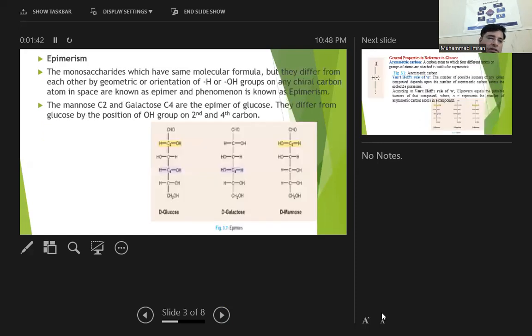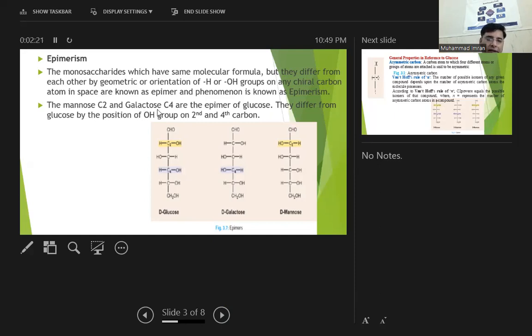First of all, we discuss epimerism. Monosaccharides which have the same molecular formula but differ from each other by the geometric orientation of H or OH groups on any chiral carbon atom in space are known as epimers, and the phenomenon is known as epimerism. What is a chiral carbon? A carbon which has four different groups attached to it.